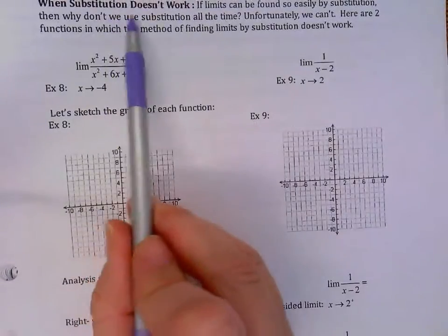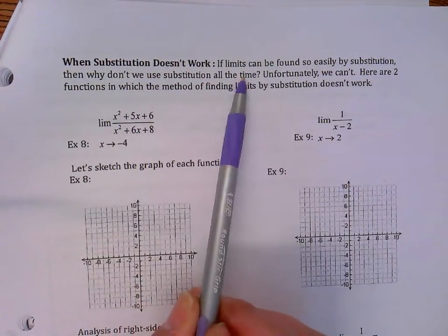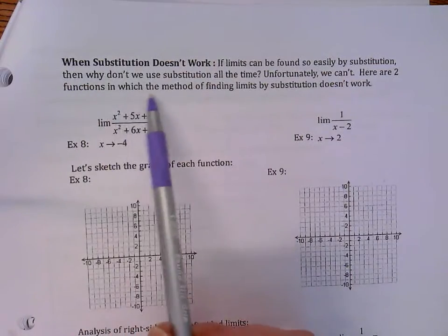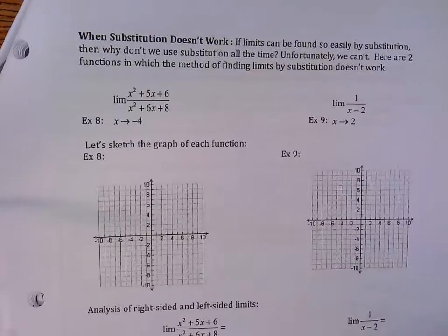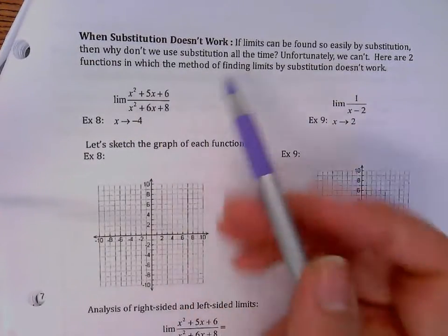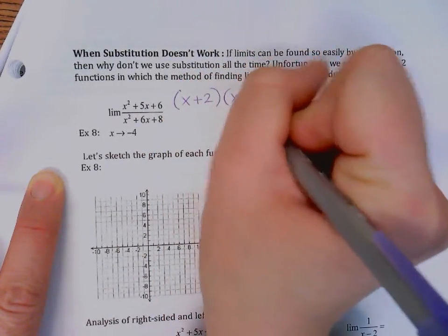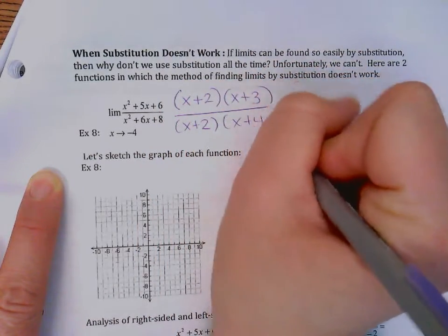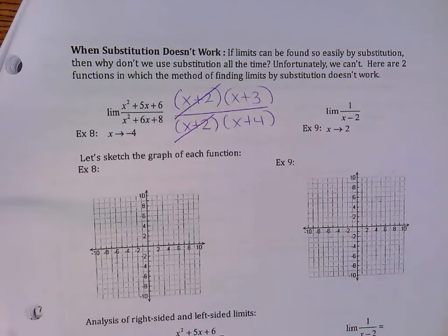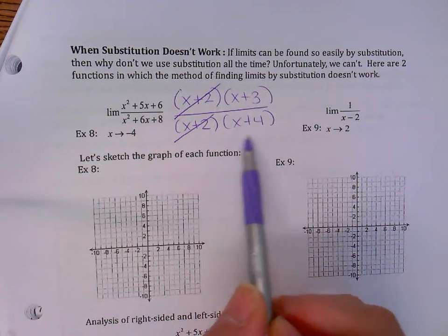So this next page says, what about when substitution doesn't work? It says, if limits can be found so easily by substitution, why don't we use it all the time? Unfortunately, we can't. So here are two functions in which the method of substitution doesn't work. This is the same problem from the front page. I'm just going to write down that the factors were x plus 2, x plus 3, and then x plus 2, x plus 4, just so I can start with it in simplified form. So do you see how when I plug in -4, I can't do it? It's one of the asymptotes of this graph.